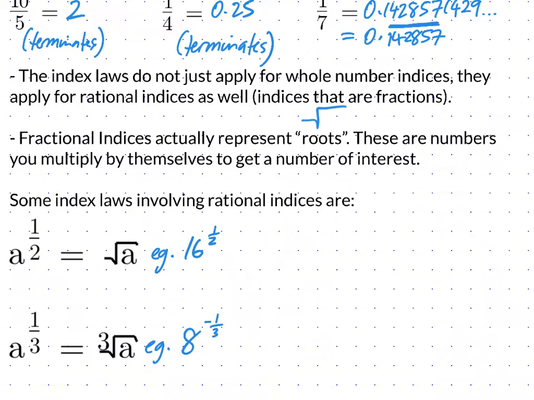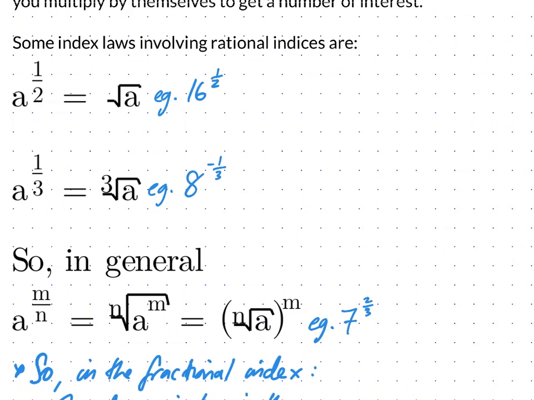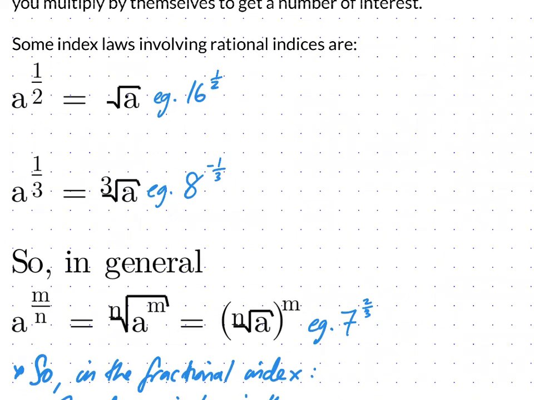The root is 3. So to show you how some index laws involve rational indices, we've got a to the power of a half. That is equivalent to the square root of a. So just a warning to you, if you ever see the root symbol here and there is no number, we can assume that that number is actually 2. That's a given. That's something that we agree on in mathematics. So if we see the root sign, we assume that it's square root if it doesn't have a number there. So for example, 16 to the power of a half is equivalent to the square root of 16.